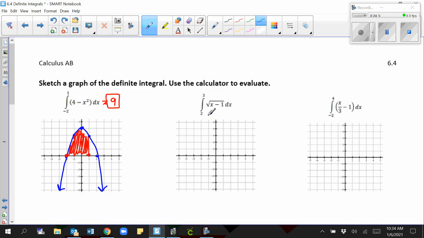All right, my next one right here, I'm looking at the square root of x minus 1. So that minus 1 means that it's been shifted to the right one, and it's the square root graph right here. And we're looking at our area from 2 to 3. So we're looking at this little section right here. So let's plug it into our calculator.